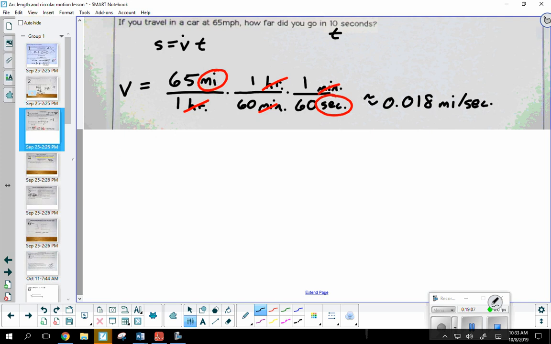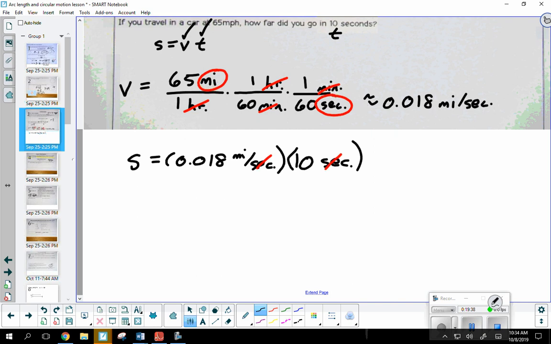Now I have the correct velocity. I've got the time, so I can find the distance traveled in those 10 seconds. The distance, that arc length, equals 0.018 miles per second times the 10 seconds. There might still be some people wondering, why did we have to convert that to seconds? Because my distance won't have time associated with it, so I needed the time to cancel. So all I'm going to have is what? Oh, not minutes. Miles.